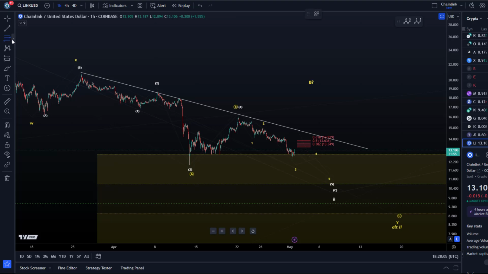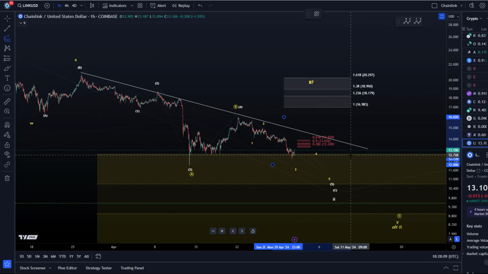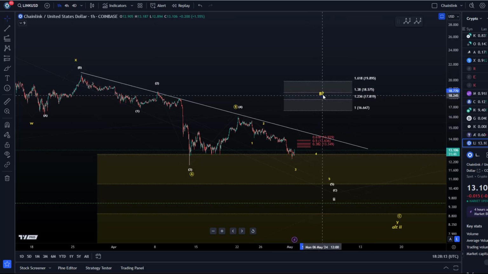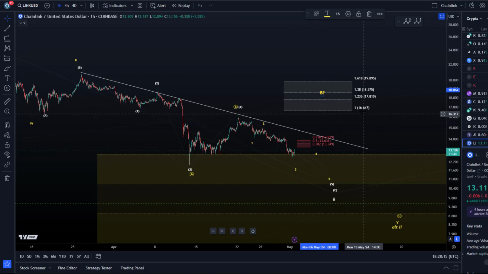And in terms of upside targets, if we really get this kind of B wave, we're looking for the 100% extension to possibly the 1.618 extension. So in this area, between $16.65 and $19.90. This would be an opportunity to realize some profits, maybe from accumulation. That's my update about LINK.